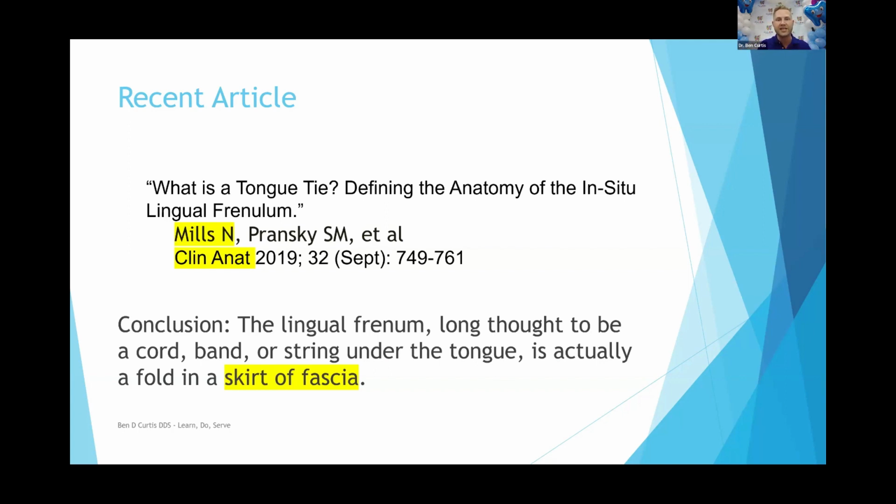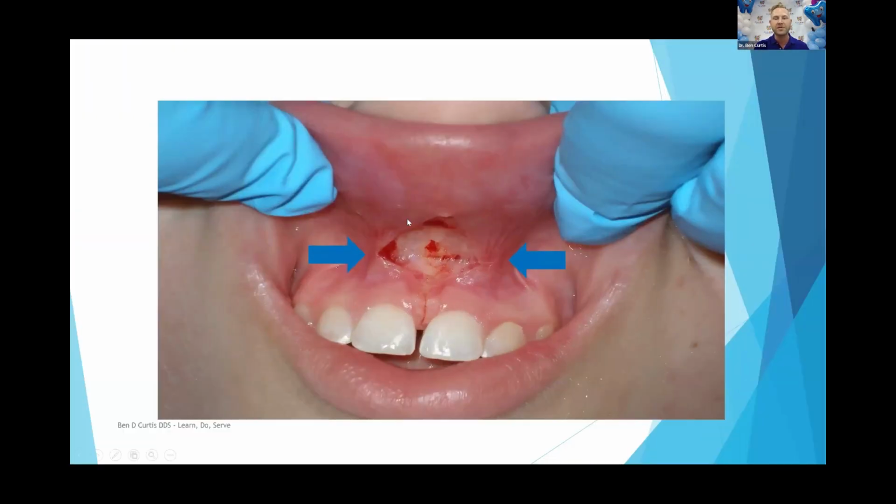Before 2019, our understanding of what a frenum was, was just a fold of mucosa under the tongue or in the lip. But this article showed us that we don't just need to be releasing the fold of mucosa. You need to be releasing the underlying fascial attachments, and we'll walk through what that is. But that's an important concept: we release the buccal mucosa and we are releasing these underlying fascial attachments.